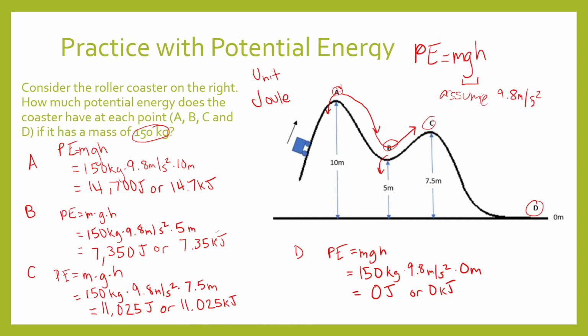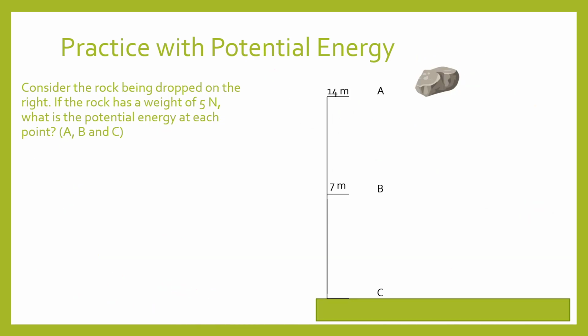Let's try it again, but this time we're going to look at a rock. The rock is being dropped on the right, so it's going to fall, which makes sense. Imagine maybe somebody's got their hand and they're holding it. Yep, that's a hand. That's a claw. They're holding it and they let go.